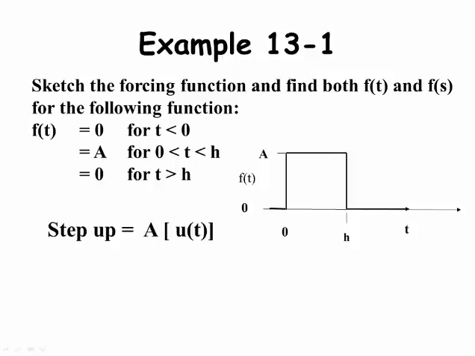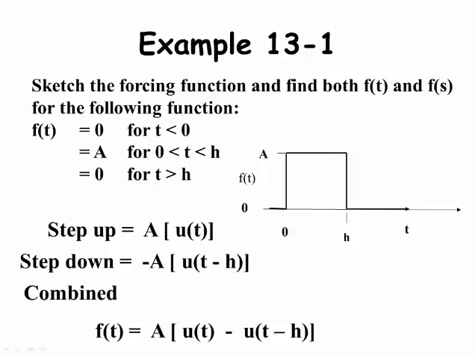For the step up change, we write a times u of t. Remember that u of t is the expression for a unit step change. The value plus a gives the direction, positive in this case, and the magnitude a. The next change is at time t equals h. We have a step down. We write minus a times u of t minus h. The t minus h tells us when the step down occurs.